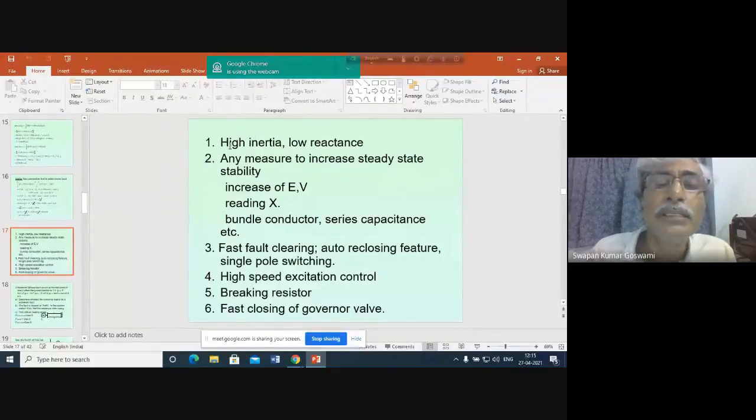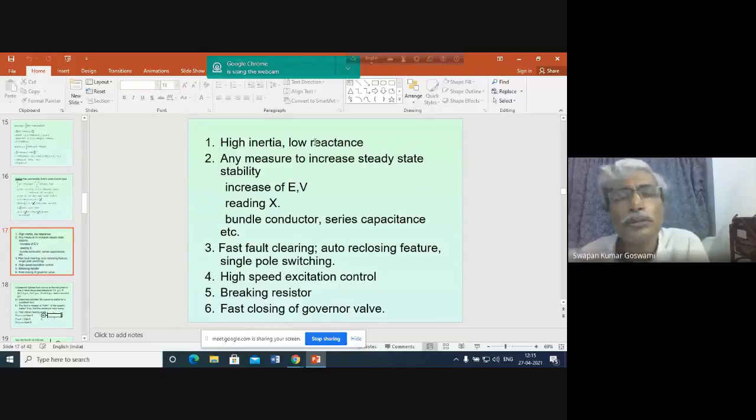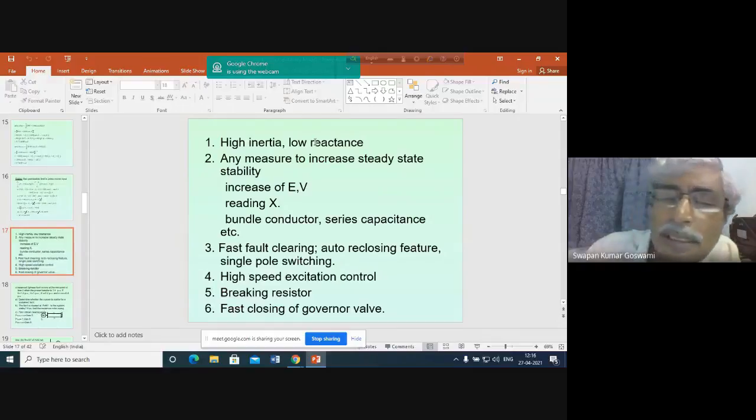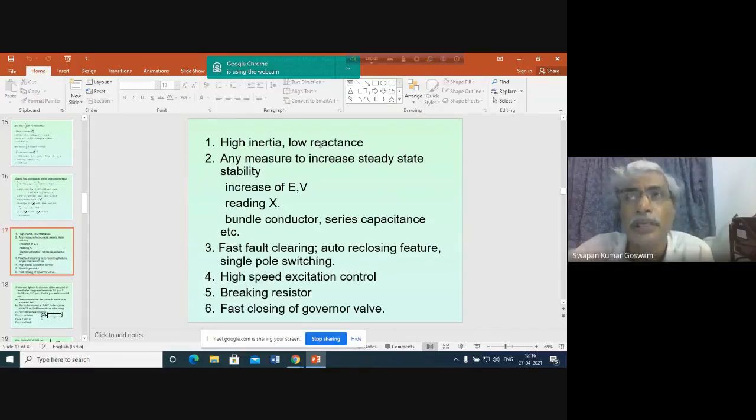Now you see, regarding stability, what is the rotor equation? The equation is M d2 delta dt2 equal to Pa. Pa is the accelerating power, delta is the power angle, and M is the angular momentum. How do we calculate angular momentum? It is I alpha, where I is the moment of inertia and alpha is the angular acceleration. The moment of inertia depends upon the mass, the weight of the rotor. So you see that M d2 delta dt2 equals Pa.